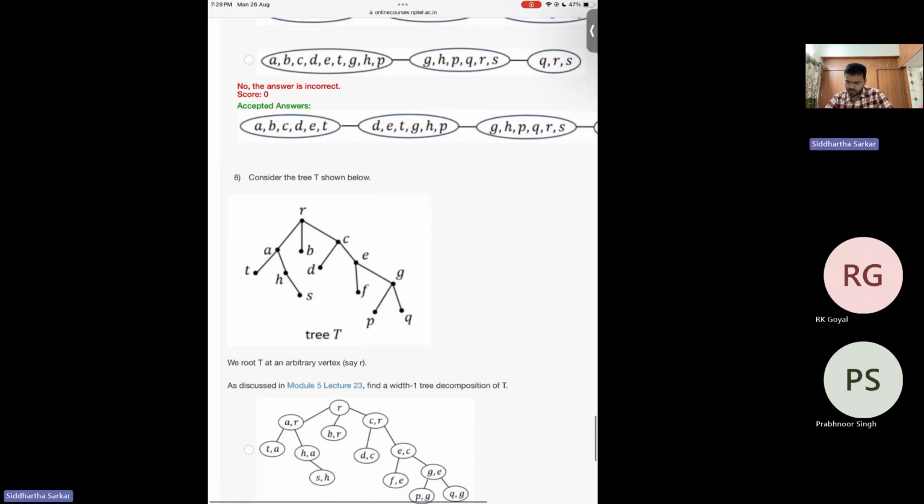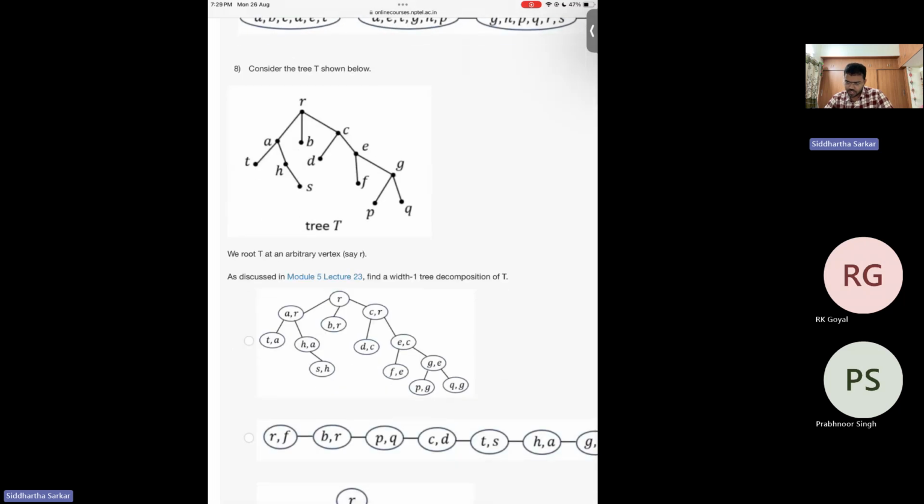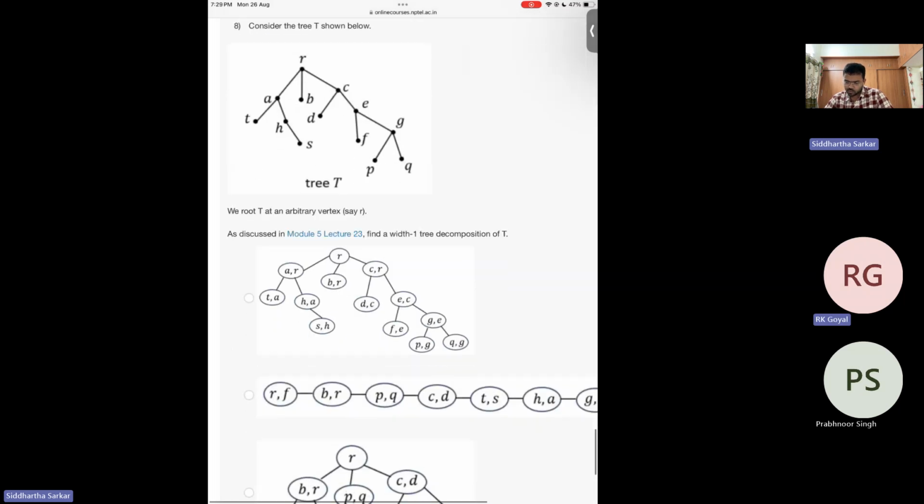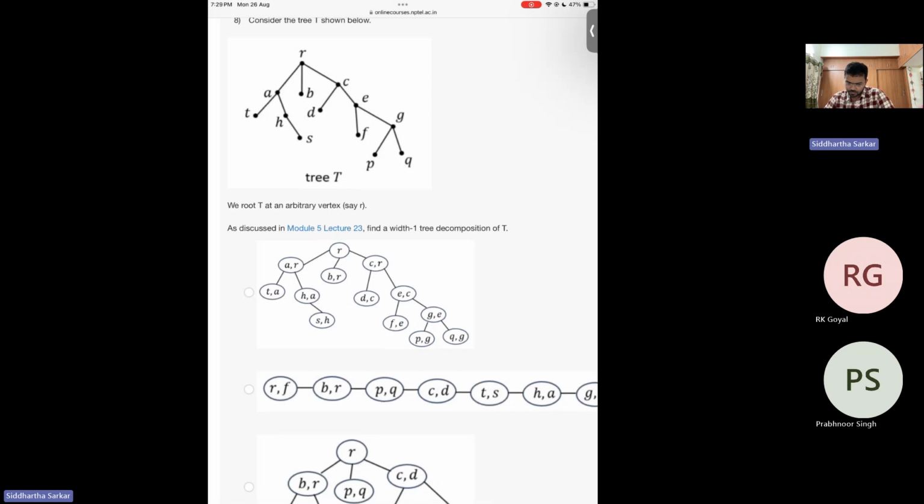And the last question again, you have a tree, and from this tree you want to get what is called a one width tree. That means you want to achieve a tree decomposition where every bag size is at most 2. This is very simple, you just have to copy the same thing, and the parent to child you have to club. So the root doesn't have any parent, so it is as it is.